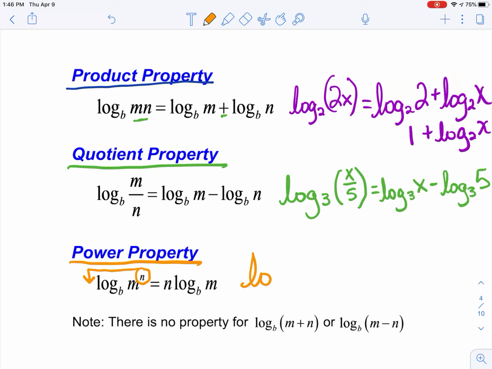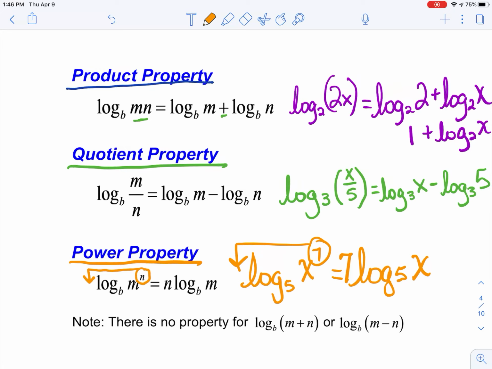For example, log base 5 of x to the 7th. To expand this, I'm going to take this exponent out to the front. So that's going to give us log base 5 of x, and what comes out in front? That's 7. So 7 log base 5 of x.